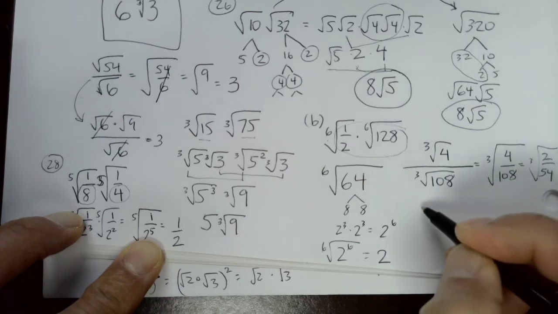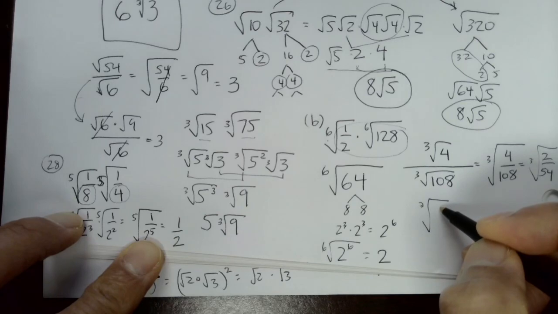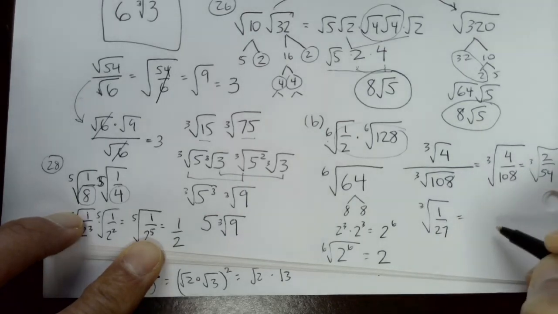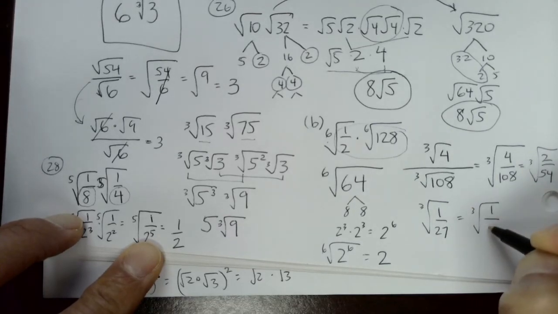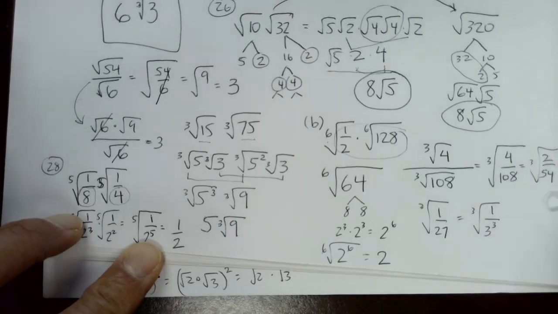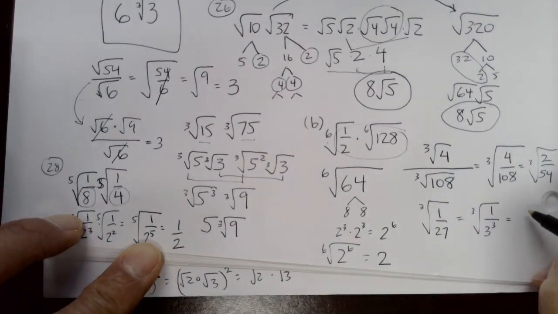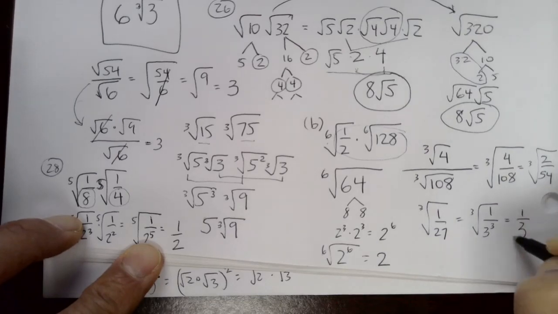And let's do it again. Cube root of, you can divide both top and bottom by 2, 1 over 27. Okay, let's see what's going on here. So this is the cube root of 1 over 27, which is 3 times 3 times 3. And the cube root of 1 over 3 cubed, or 27, is simply 1/3.